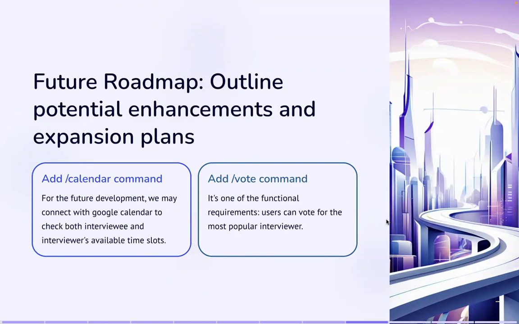First, we understand that scheduling by booking can be a hassle, especially having users input the time slot manually. So we want to make it easier with a new calendar theme, connecting with Google Calendar, for example, to find the perfect meeting slot that aligns both the interviewee's and the interviewer's schedules. Also, the vote command. Users can cast their vote for their favorite interviewers, and this feature will bring more interaction within our community.